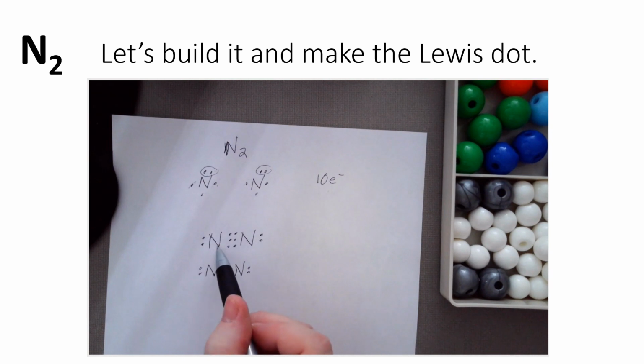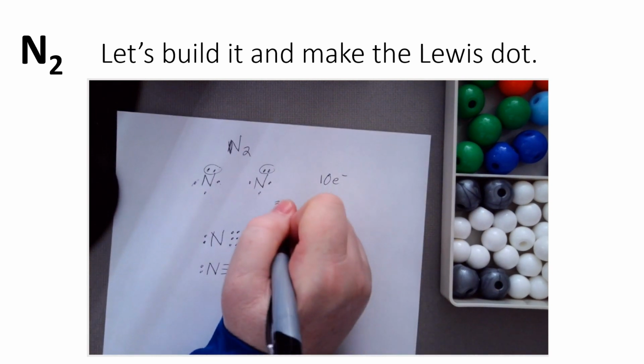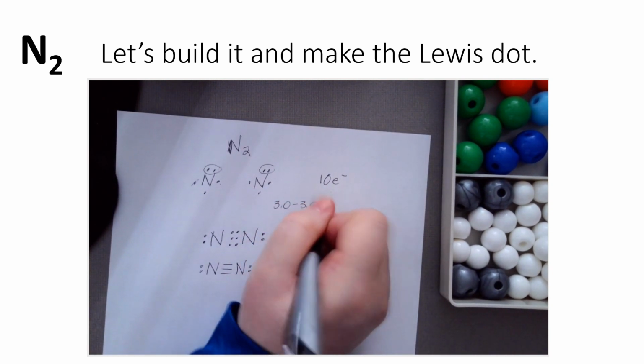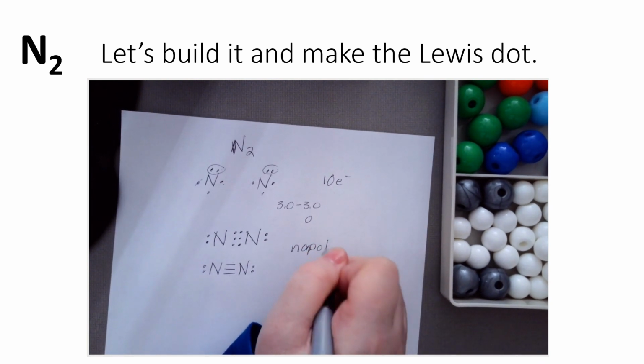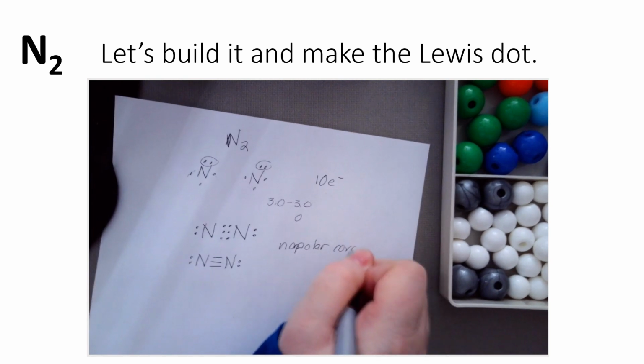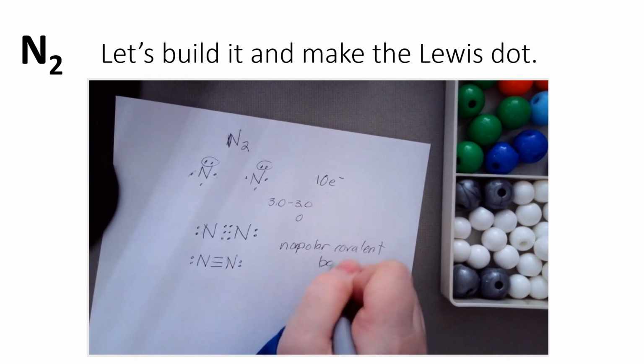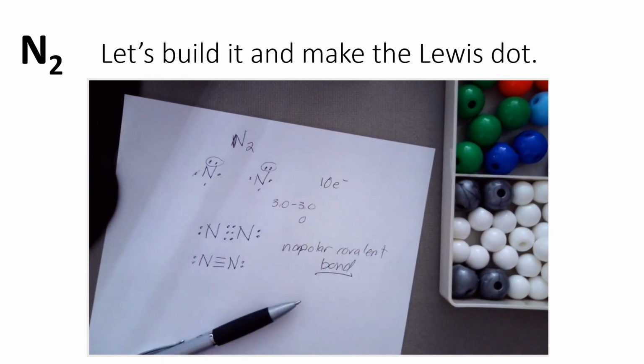Well, if I look up the electronegativity for nitrogen on the reference table, it's 3.0. So you do 3.0 minus 3.0, it's 0. So this is a nonpolar covalent bond. Okay, so let's see what the molecule looks like.